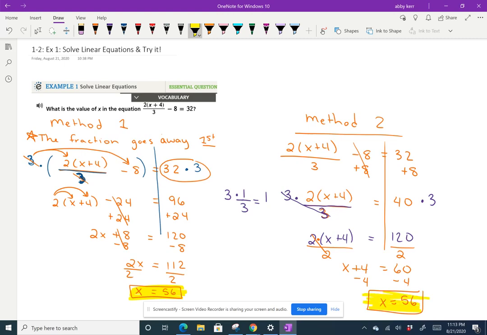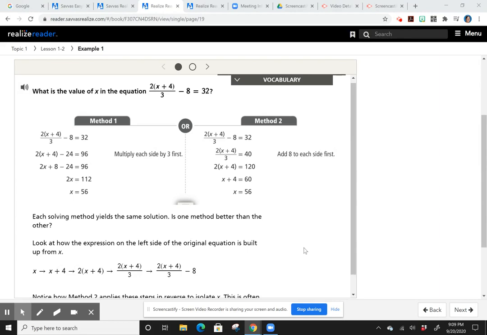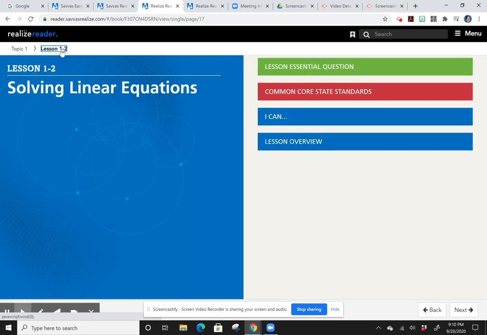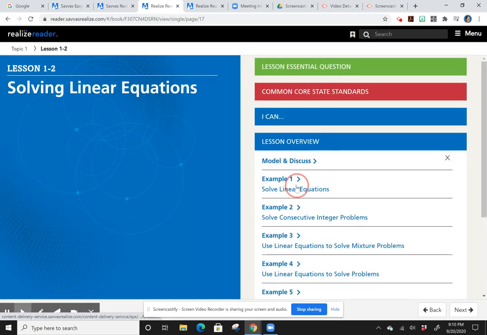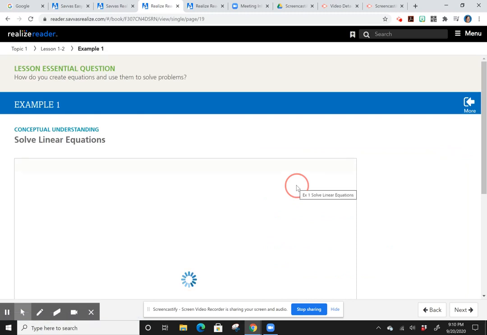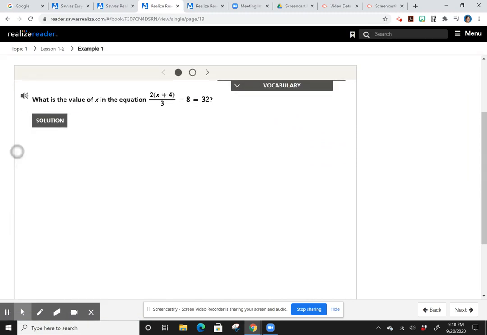as x equals 56. Now, in the part of the video that you just watched, I was doing this problem on a separate screen. The reason why is because my video recorder, Screencastify, doesn't write very well when I'm in the textbook. So you'll notice that sometimes I will go back and screenshot a problem and then just handwrite it. So you can actually get to the problem by lesson 1.2, lesson overview, example 1. And it actually walks you through what I just did.